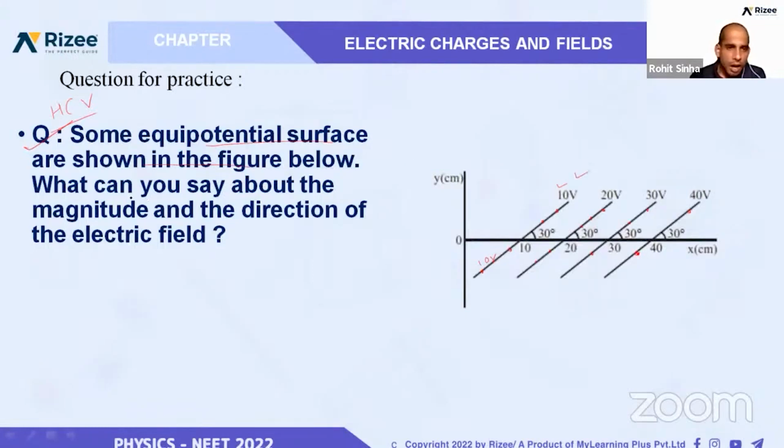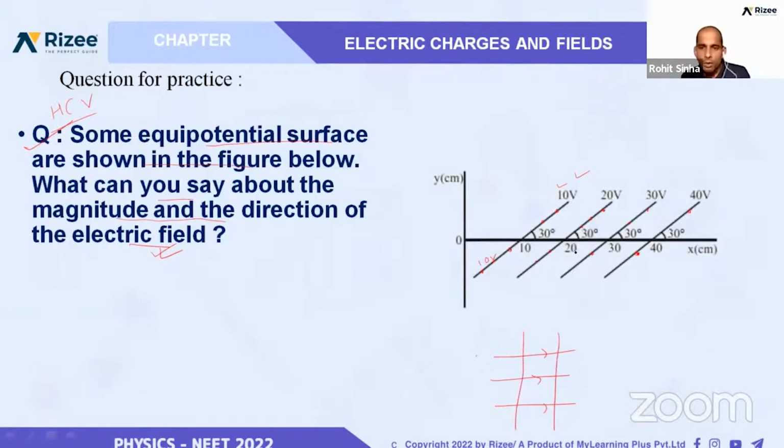The question is: what can you say about the magnitude and direction of electric field? We have to comment on the direction and magnitude of electric field. By a concept, we know that electric field is always, as I taught you yesterday, if we have this type of field lines, then we have equipotential surfaces like this, perpendicular to field lines.